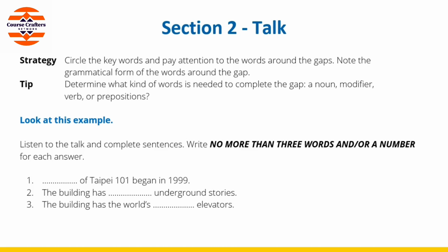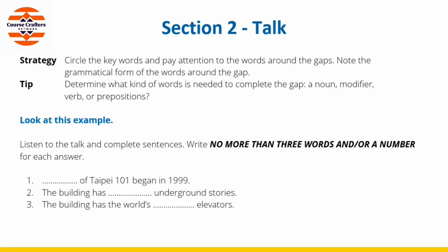And you have to also determine what kind of words are needed to complete the gap. Sometimes it can be a noun, sometimes it can be a modifier such as adjective, adverb, or maybe it's a verb or preposition. So make sure you look at the gaps and you read the complete sentence and understand what kind of information and what kind of grammatical form of the word you need to write down. So for example, we have an example below in here, and let's take a look.